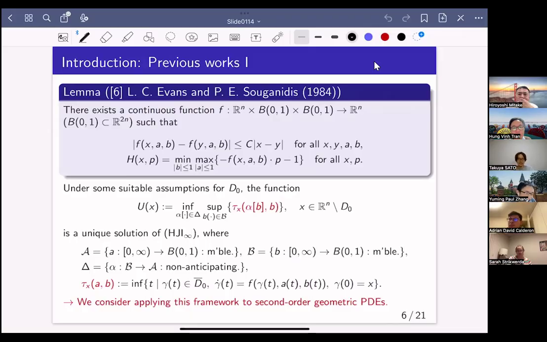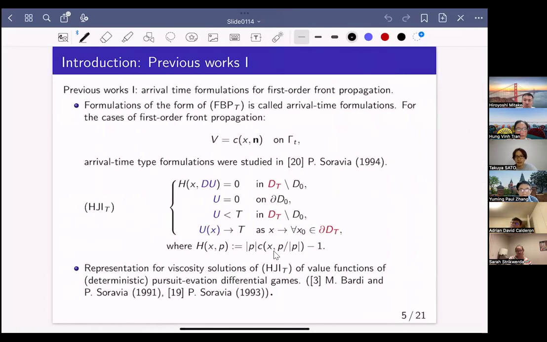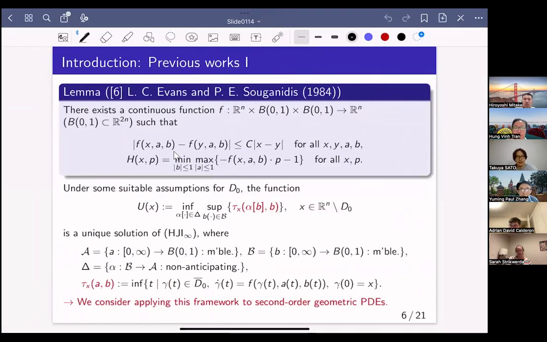Yeah, this is a first order case, and here this lemma means that the Hamiltonian given by this formulation has a minimax type formulation. So by using this formula, we can write the solution U of the equation HJI by using this inf sup type formula.